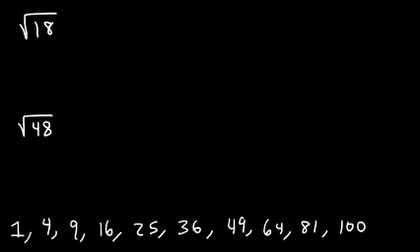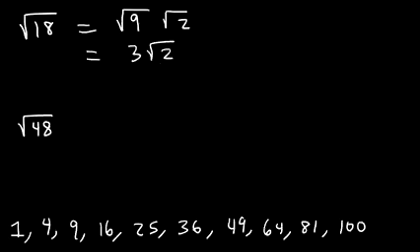The best way to learn is by practice, so you may want to pause the video and try these problems yourself to make sure you understand this concept. So what perfect square goes into 18? 9 goes into 18 two times, so I'm going to write 9 times 2. The square root of 9 is 3, so the square root of 18 simplifies to 3 square root 2.